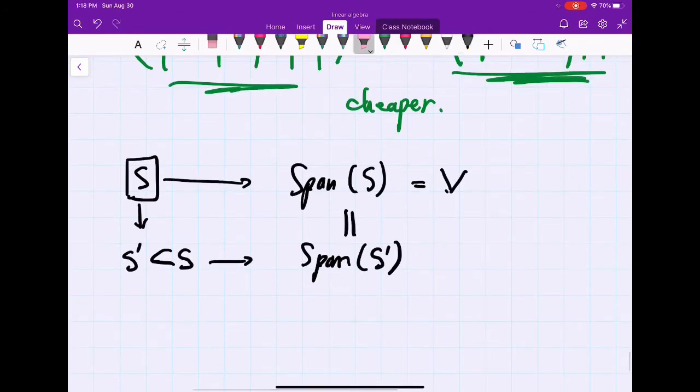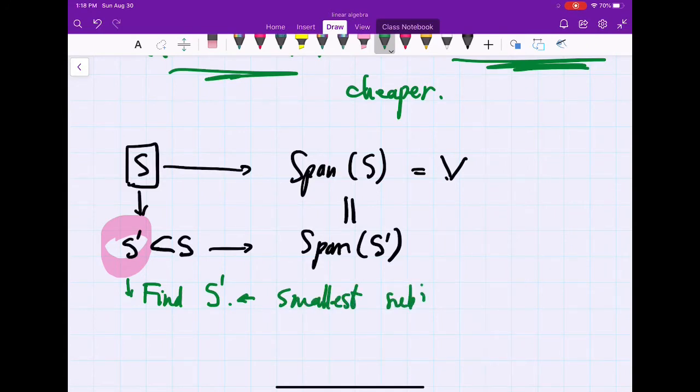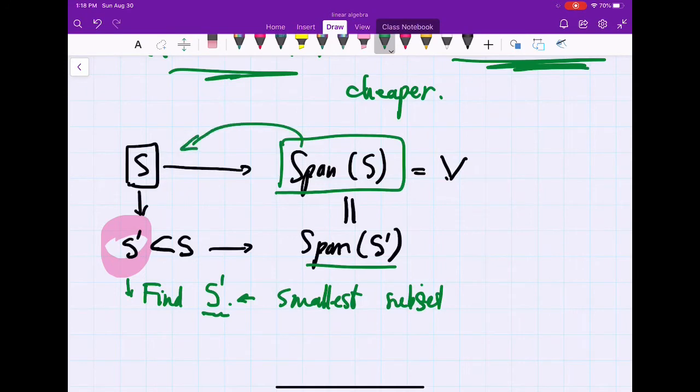So in order to find S prime, we need to solve some optimization problem, right? Does that make sense? So find the smallest one, okay? I will write here the smallest subset. The smallest in the sense that if you remove one vector from here, you will not have the linear span of the original set. Okay? So in that situation, we will talk about linear independence.